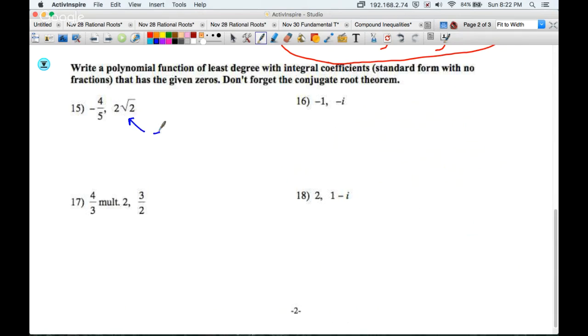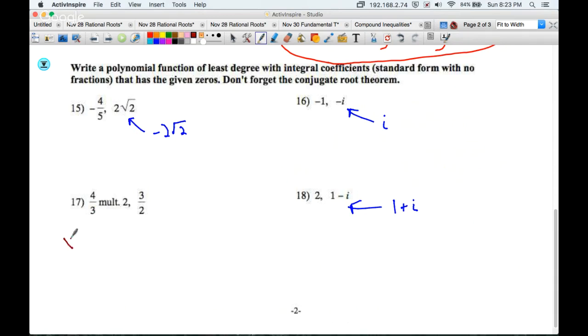That means that I need to include the conjugate because we can't just have a root at like negative i. We have to also get a root at positive i, or else we won't have integer coefficients. The only way to avoid imaginary coefficients is to include the conjugate root. This one doesn't have any irrational or imaginary, so we can kind of ignore that.